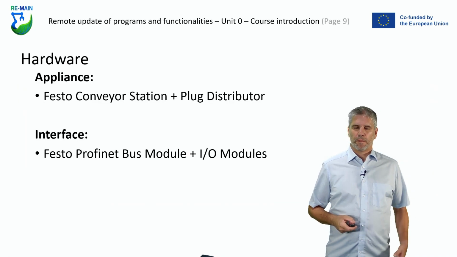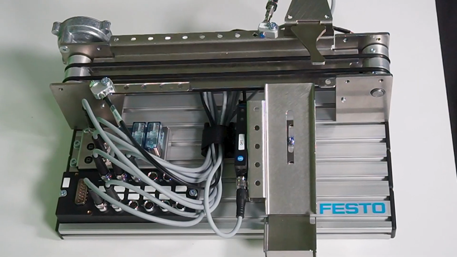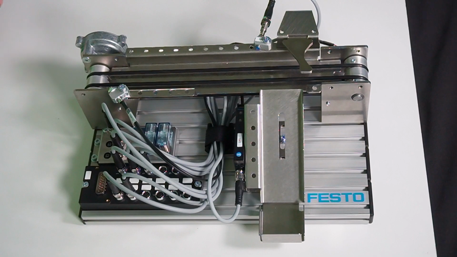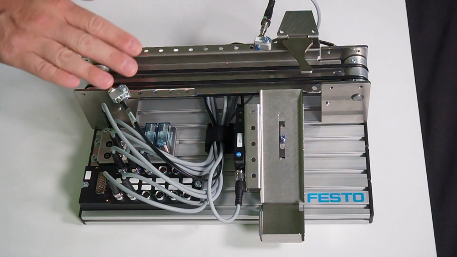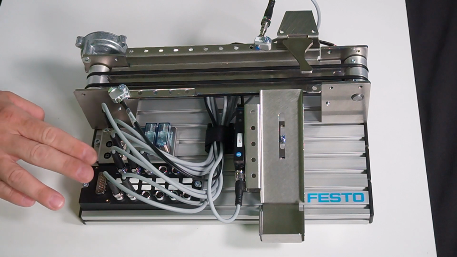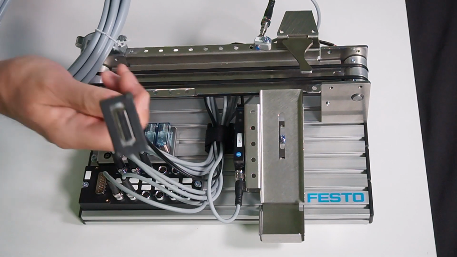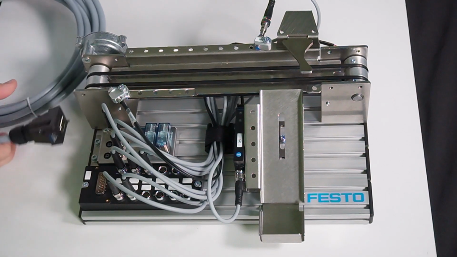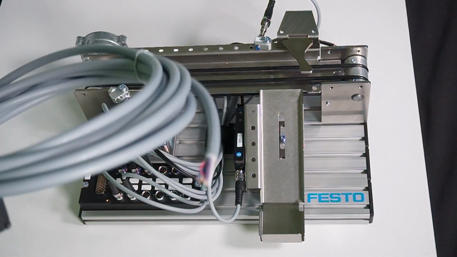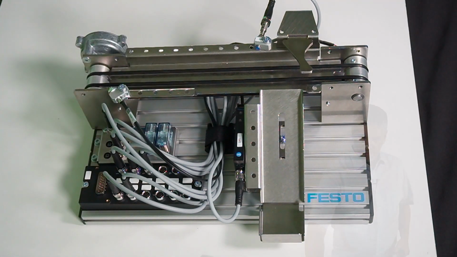Therefore, we need some basic setup. The main hardware that we are going to use is a Festo conveyor station that you can see here. This conveyor station consists of the station itself, as well as a plug distributor where we can connect to our PLC using a specialized cable. Basically, this is just a simple connector that we can connect to this plug, and then there's an open end on the other side that we can just install on our PLC.